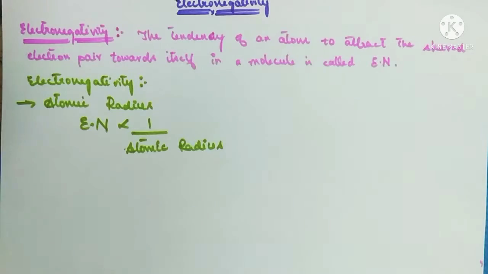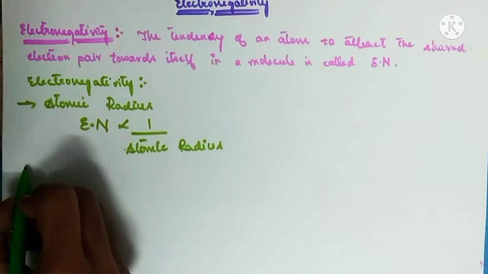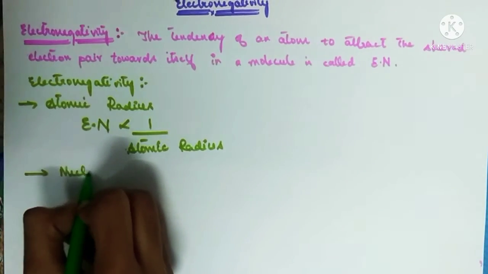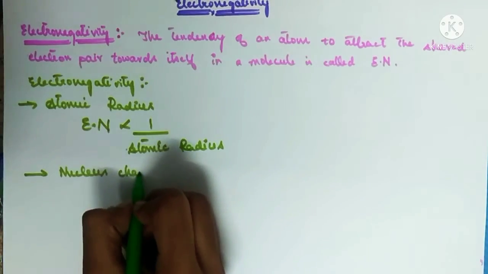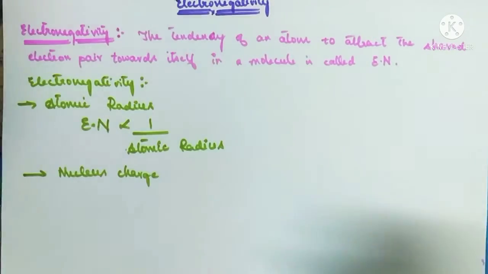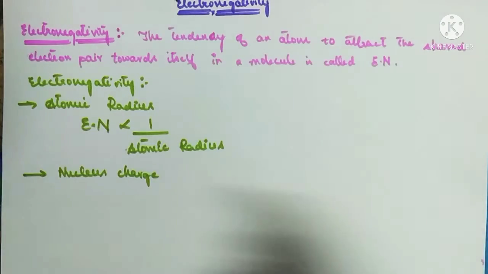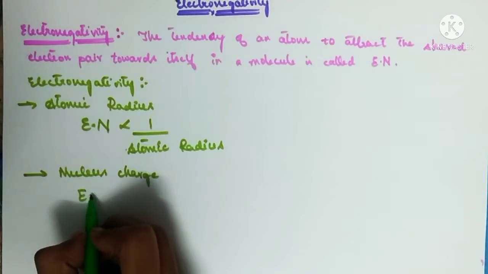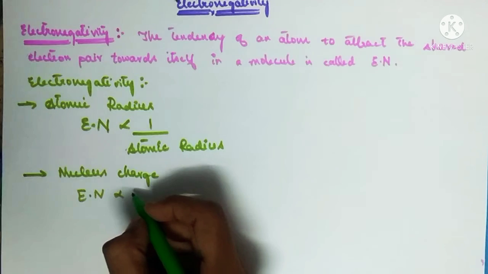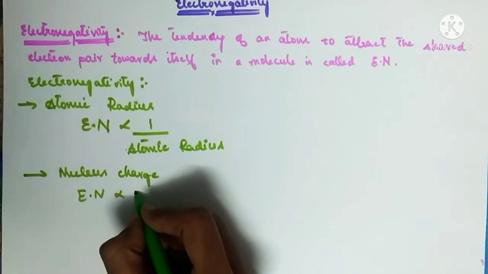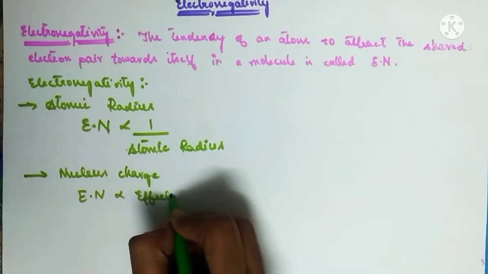By this we can say that electronegativity also depends on the nuclear charge, because if the nuclear charge is more, then the atomic radius will be less. If the atomic radius is less, the tendency to attract the electrons towards it is more. That means electronegativity will be more. So electronegativity is directly proportional to effective nuclear charge.